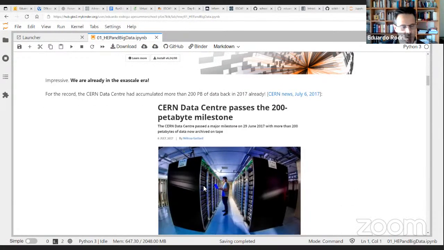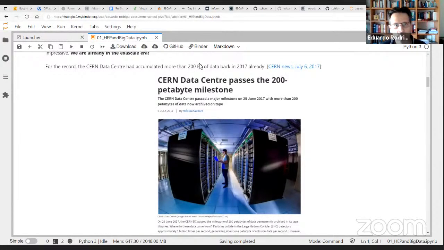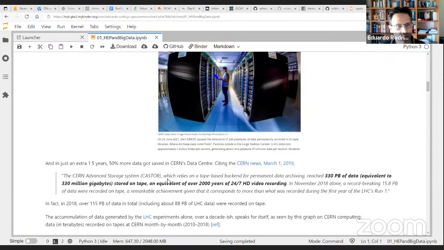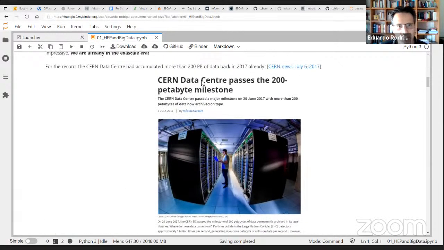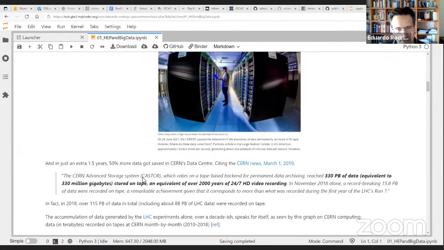I have a few historical plots. First of all, it's nice to see that just 4 years ago, the CERN data center had accumulated something like 200 petabytes of data, from the very beginning of CERN in the mid 50s. This is already pretty amazing by itself. What I find even more interesting is that in the 1.5 years that came just after 2017, they accumulated 50% more data compared to the last 60 years almost. Well, roughly, yes, 60 years.